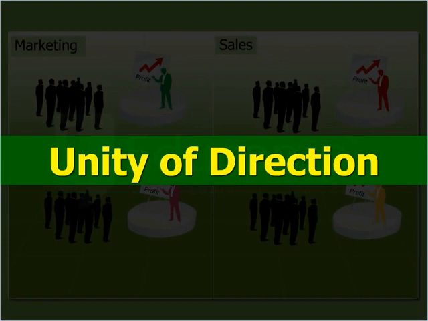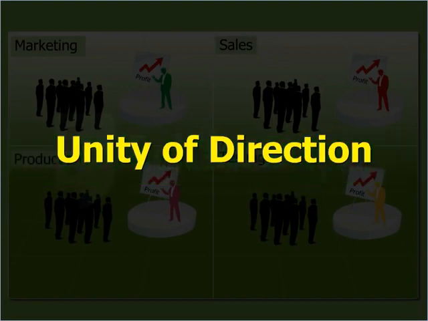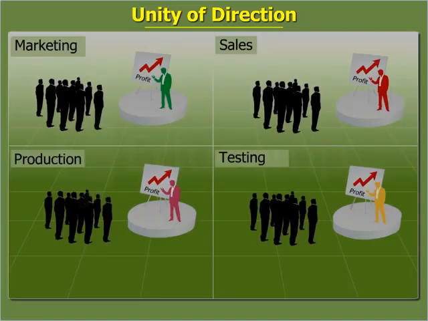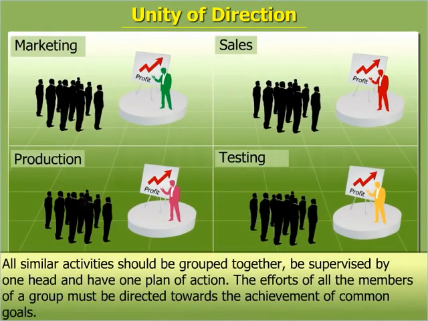The fifth principle of management is unity of direction. This principle states that there should be one head and one plan. All similar activities should be grouped together, be supervised by one head, and have one plan of action. The efforts of all the members of a group must be directed towards the achievement of common goals.